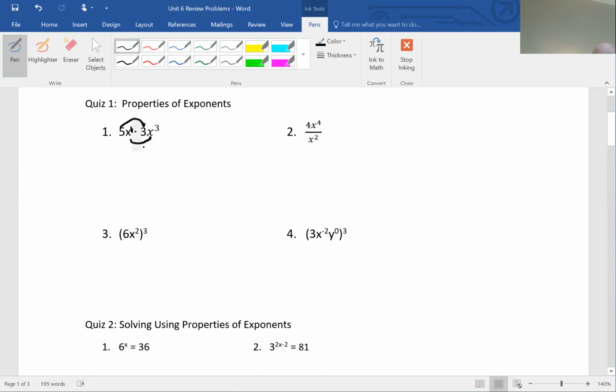So x is x to the first, as we all know. x to the third, of course, is x to the third. So 5 times 3 is 15. And 1 plus 3, exponent 1 plus exponent 3, is 4. So that'd be x to the fourth. There's your first one.